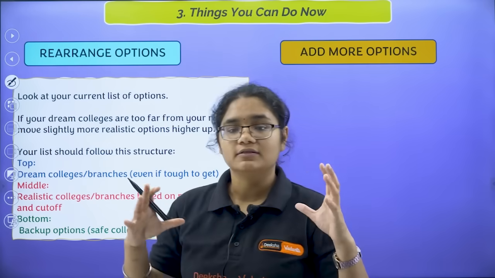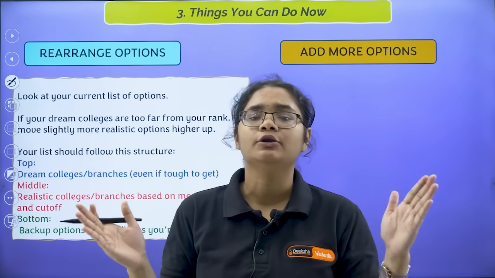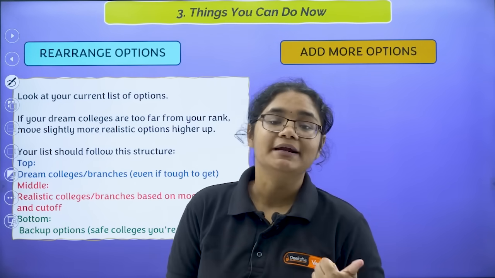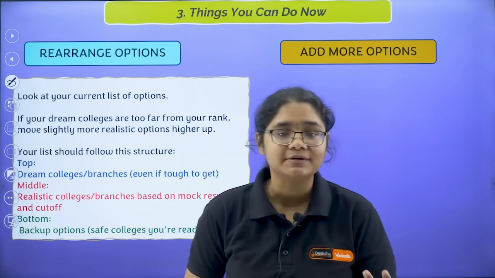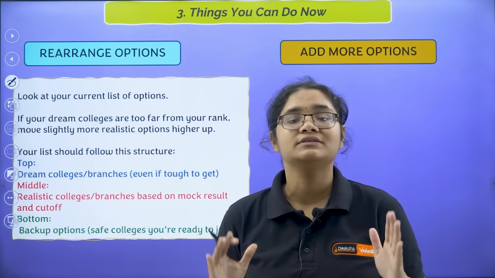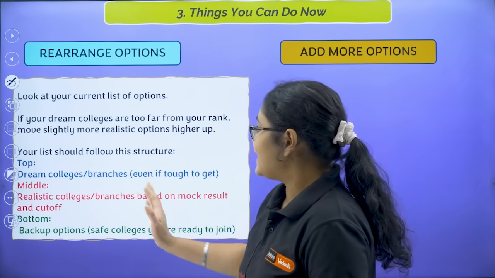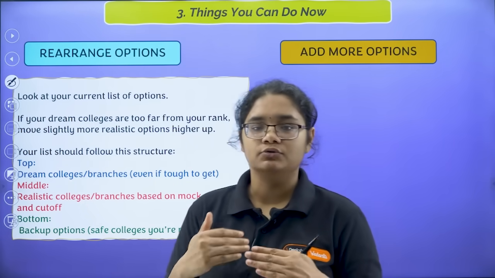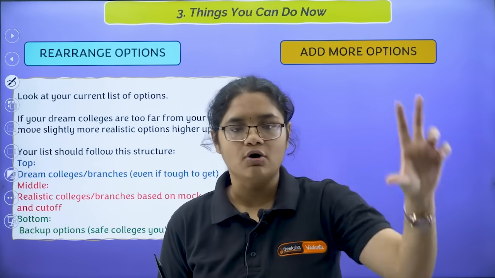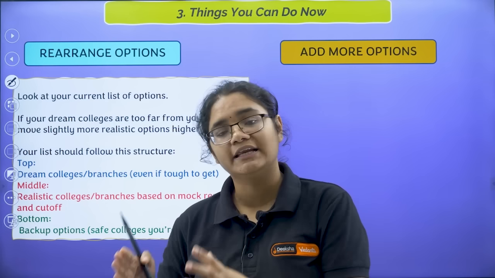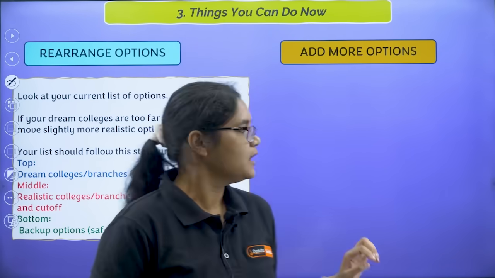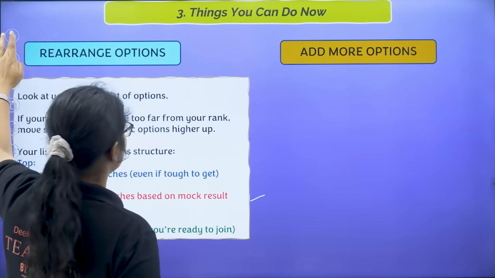Suppose there are 80 colleges in your rank range. In these 80 colleges, you should now choose where the placement is good, where the location is good, where the campus, facilities and placements are good. Based on that, you need to arrange those 80 colleges. Then at the bottom there should be some backup options, meaning those colleges whose cutoff is less than your rank, so that even if there is some competition in this realistic goal, you still get some college seat in the counseling process.